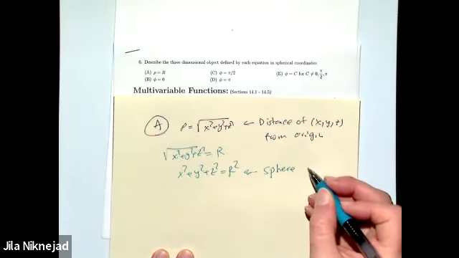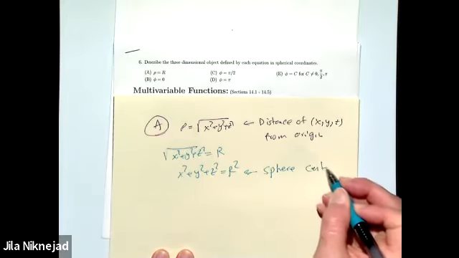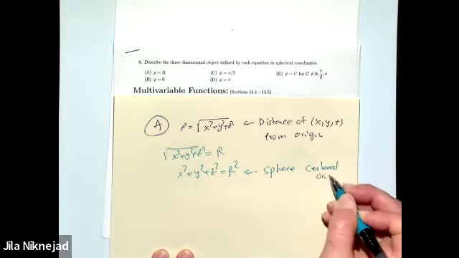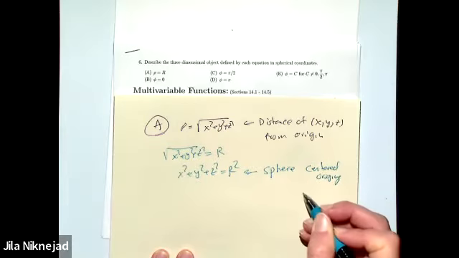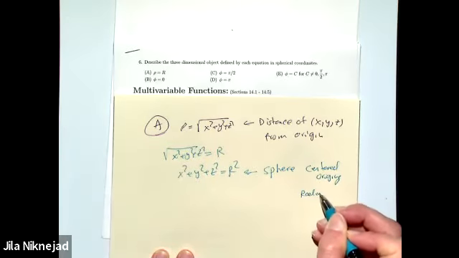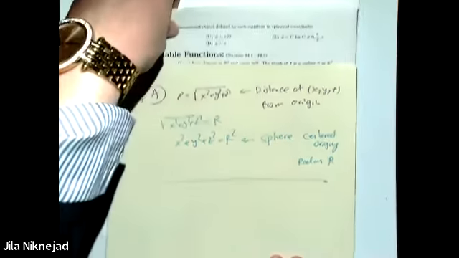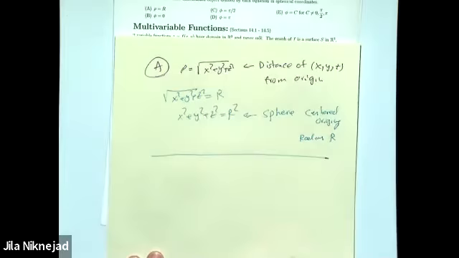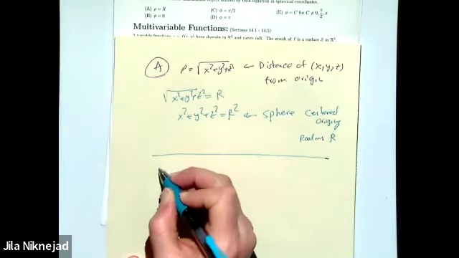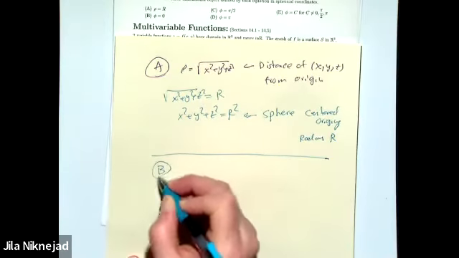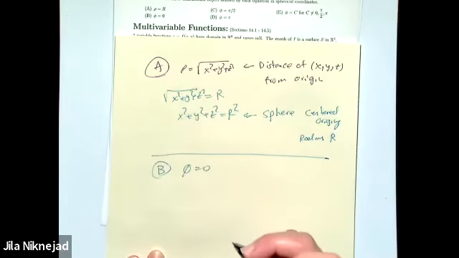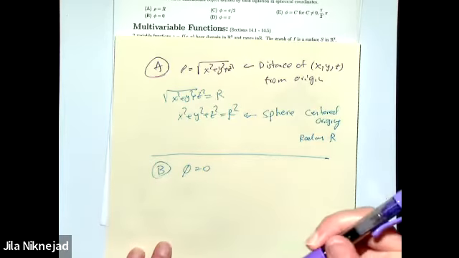And it is centered at the origin, with radius r, right? Now let's do one more. Says b equal to 0, right? Phi equal to 0.